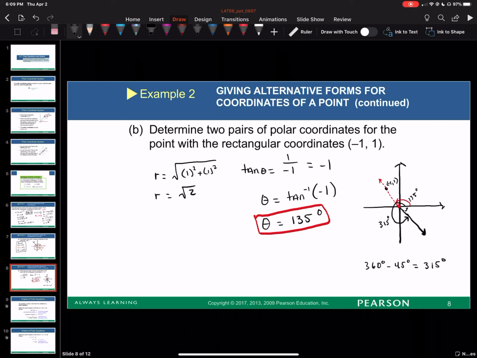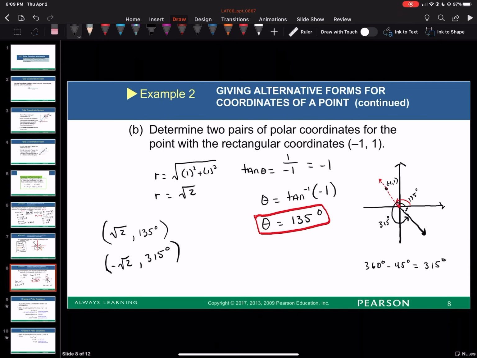So, the first thing we would write for our first point would be what? The square root of 2, and then that would be what? 135. Because that's what we found from the get-go. Now, the second one, since we're on the what? Opposite direction, it'll be negative square root of 2. And then it'll be what? 315 degrees. All right?